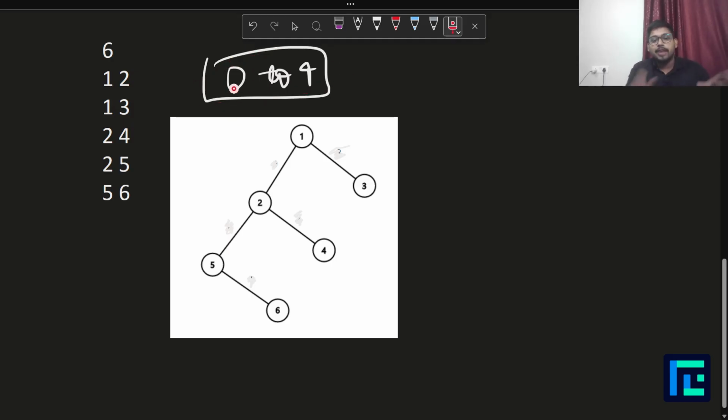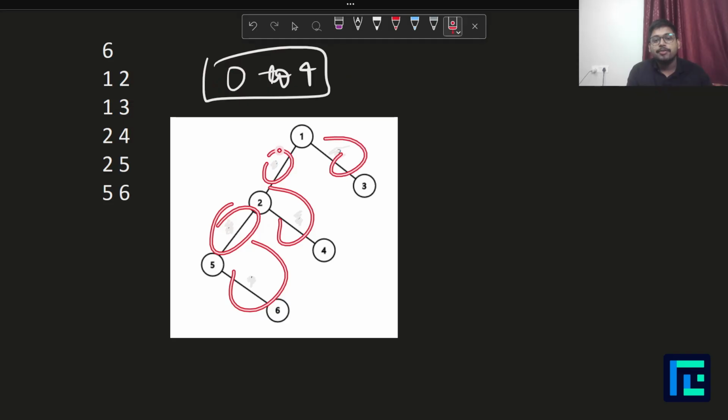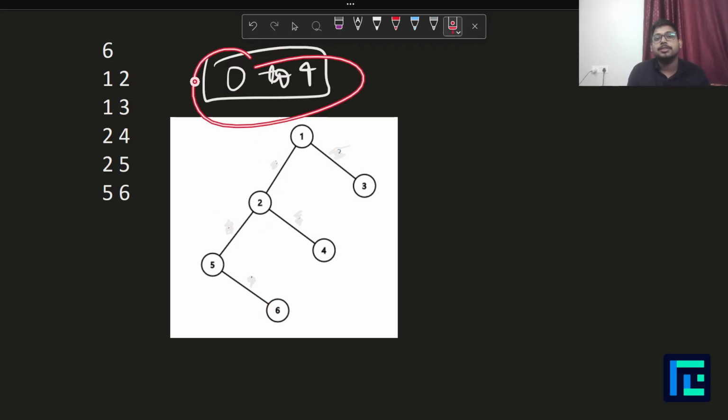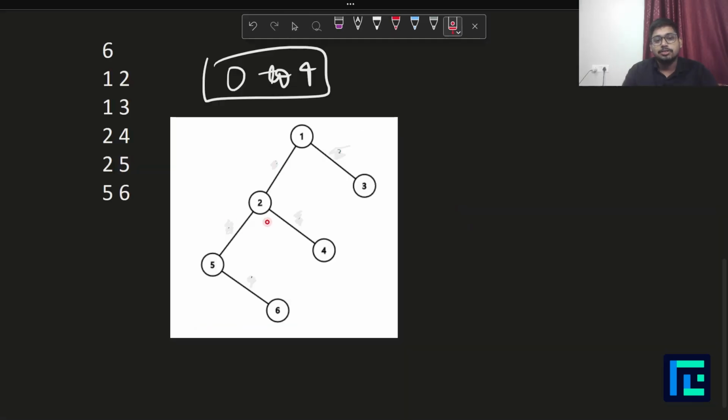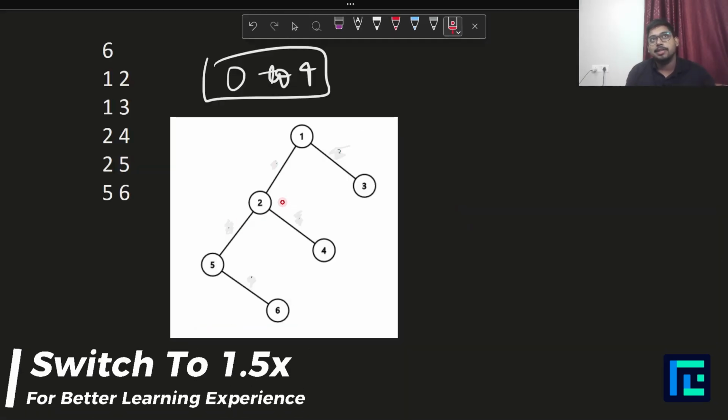We need to assign 5 different labels to these 5 edges. We have 5 edges, and we need to assign 5 different labels from 0 to 4 to them. After the assignment of those labels, whatever value we get for the largest value of MEX(U, V) over all pairs of U, V, you need to minimize that. So the assignment should be such that this value is minimized.